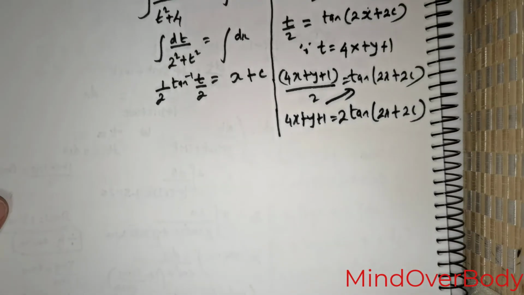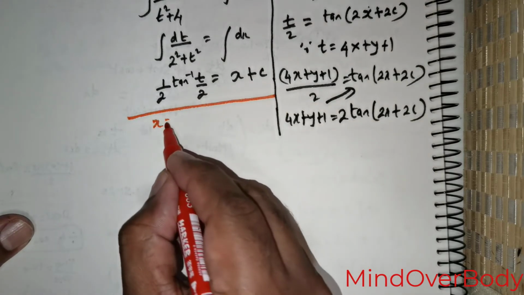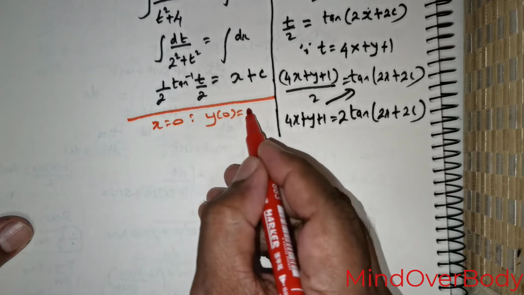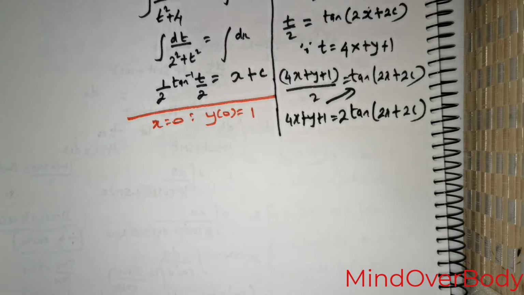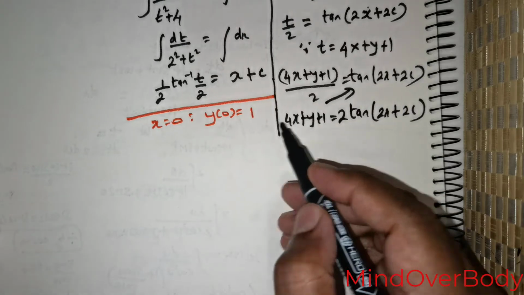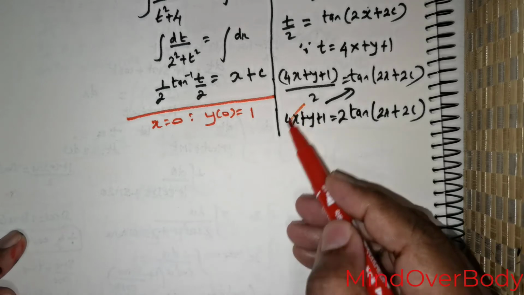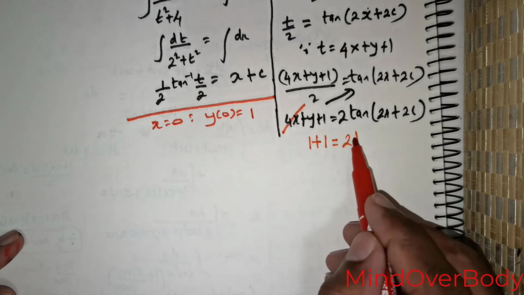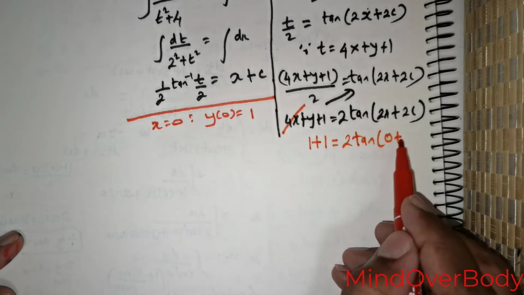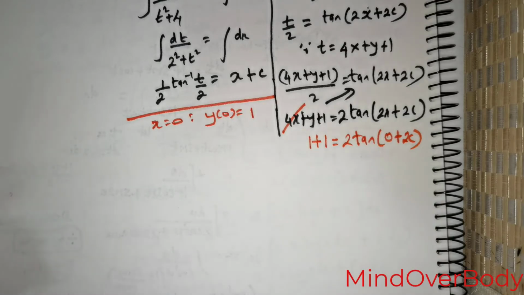So fair enough. Now we are given, what are we given? When x is equal to 0, y of 0 is equal to 1. This is the value that is given, right? So that would mean x is equal to 0, this vanishes, and y value is 1. 1 is equal to 2 times tan of (0 + 2c). This is what I've got.